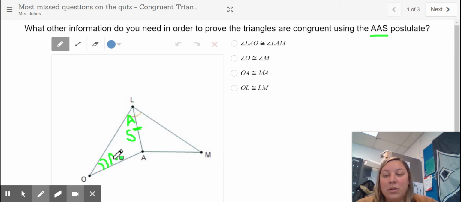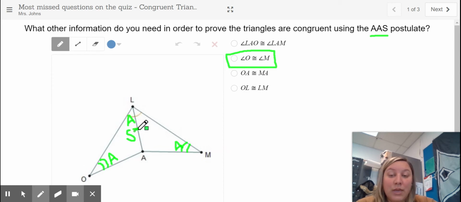And angle O corresponds with angle M. So that's what I would use. Angle O is congruent to angle M. Notice I didn't use LA is congruent to AL or LA is congruent to LA because that's the reflexive property. That's something we can automatically assume and we can use that. So that's not what this question is asking for. It's asking for what other information we need.